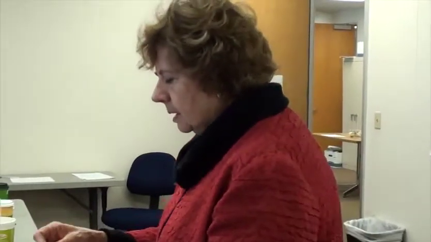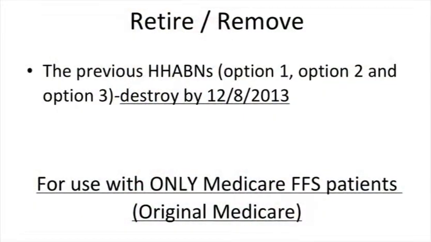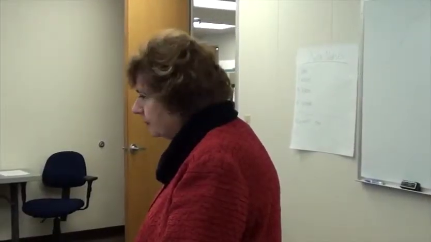Okay, what we're going to do today is to talk about a new form, actually two new forms. And as of yesterday, the old forms, anyone who remembers them, called the Home Health Advanced Beneficiary Notices. We had 3 of them once upon a time. And as of yesterday, they were to go away. So if you have any in your cars or wherever they might be, toss them, because they are no longer valid.